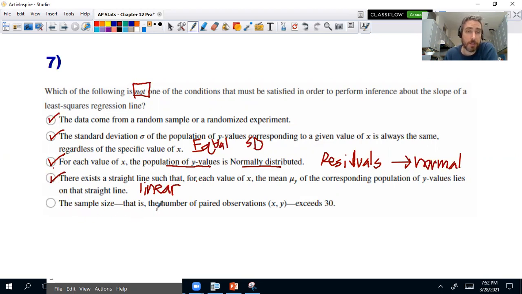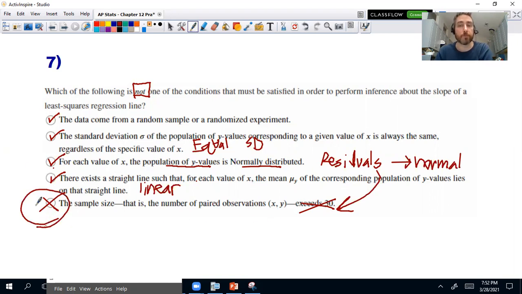The last one, the sample size, that is, the number of paired observations exceeds 30. That's not a requirement. As long as your residuals are roughly normally distributed, with no super skewness or outliers, then we don't need that. So that's going to be your answer, because that's the one that's not one of the conditions. We don't need it to be 30.